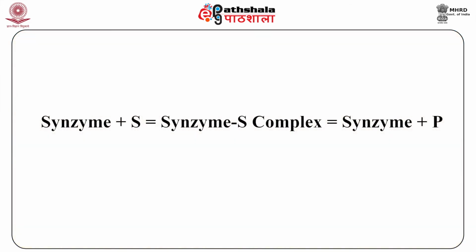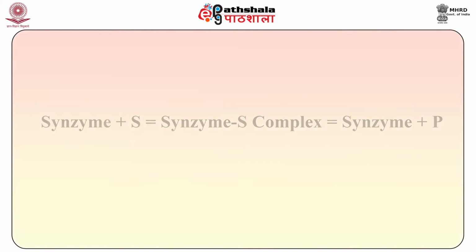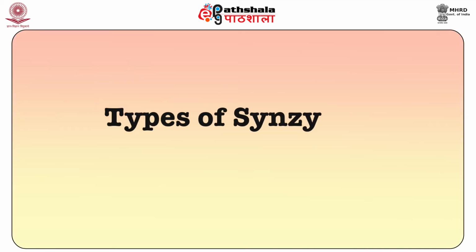Usually, there is an enzyme substrate formation that is converted to the product and free enzyme gets released. In case of synzyme, such a thing happens too. For example, the substrate attaches to the synzyme, then the synzyme substrate complex is formed leading to the free synzyme and the product which is desired. There are many types of synzymes. Now let us study about that.